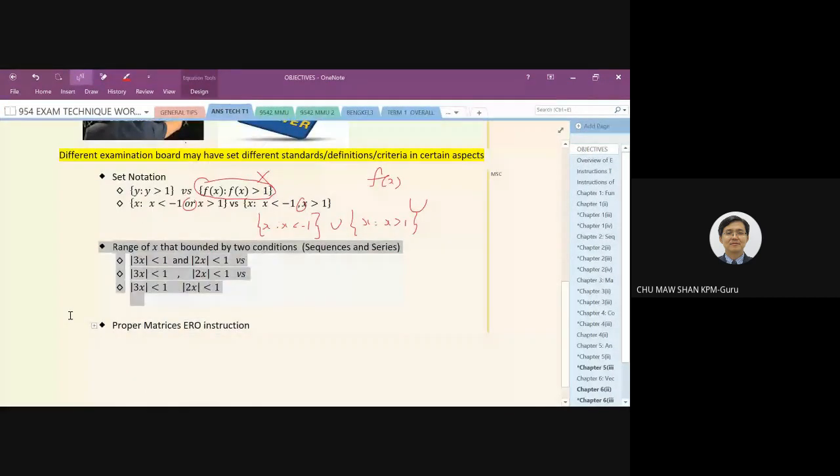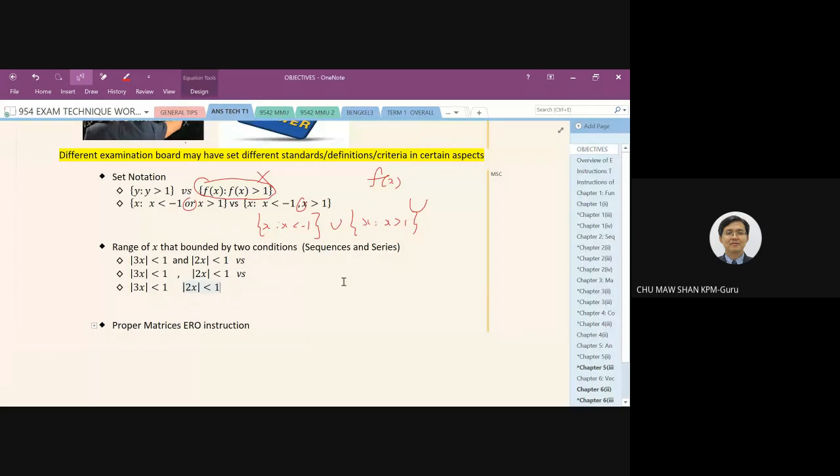Okay, next. When the question asks for the range of x bounded by 2 conditions, especially in the chapter sequences and series, look at the first one: modulus of 3x less than 1 and modulus of 2x less than 1. Compare with the second version. Instead of using the and, the candidate uses a comma.